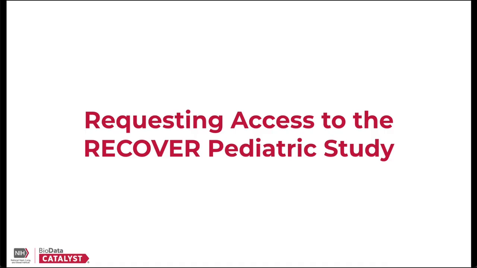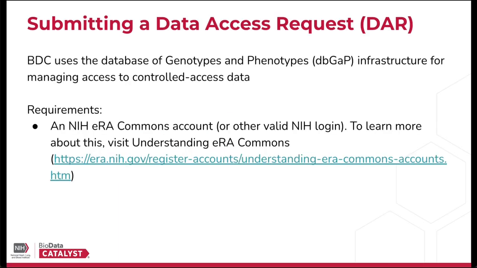To access the participant-level data of the RECOVER Pediatric study, you need to request authorization. To do this, you must submit a data access request to the Database of Genotypes and Phenotypes, or dbGaP. dbGaP authorization is used to manage controlled access data on BDC. To submit a data access request, you must have an NIH ERA Commons account or other valid NIH login.